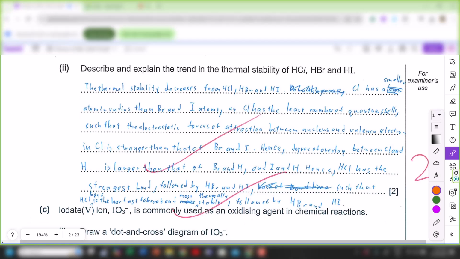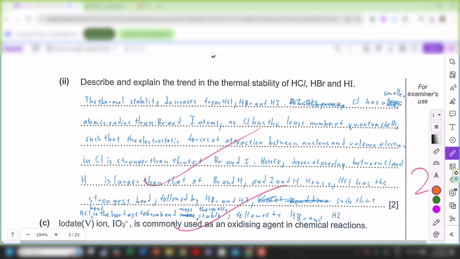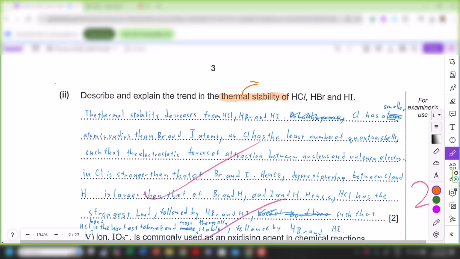The contrasting part is part 2, which is on thermal stability. Thermal stability is a bit different. Thermal stability is related to whether the compound can decompose or cannot decompose. So if they talk about thermal stability, right, then you want to focus on the strength of the HX bond. Okay, which is also in your notes.